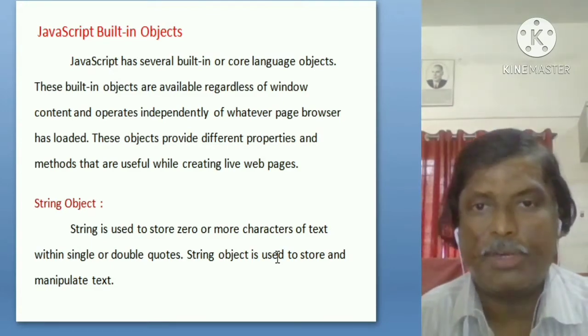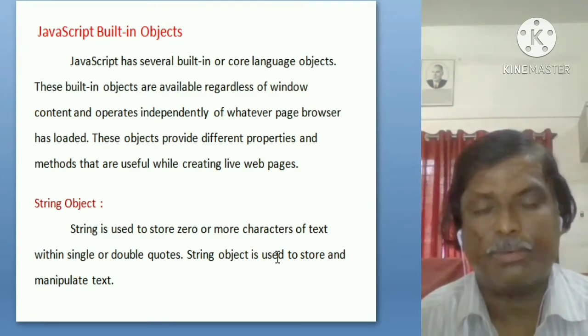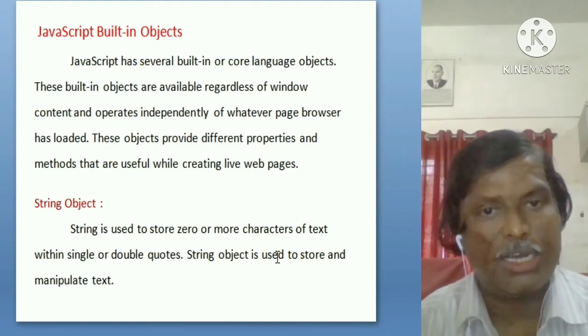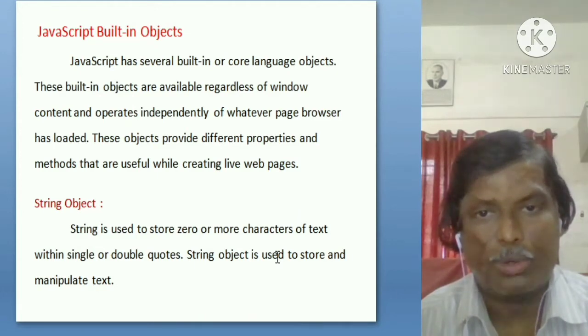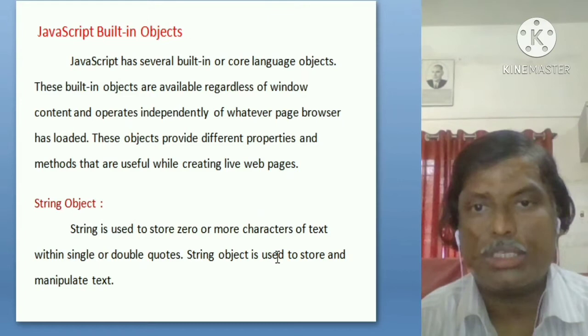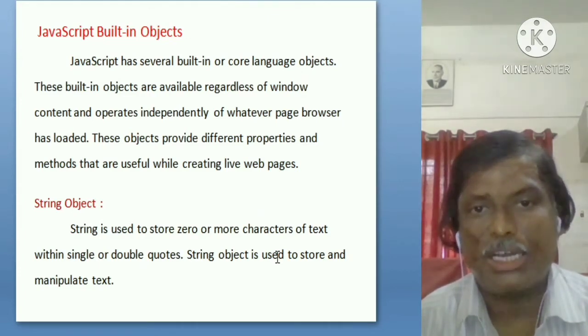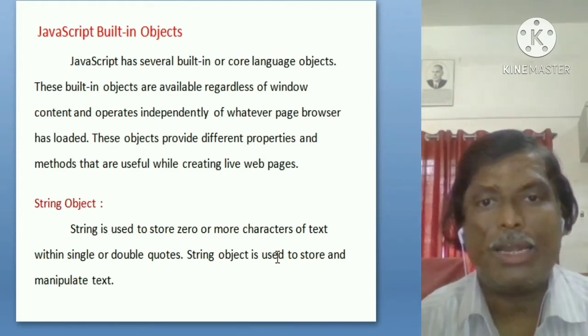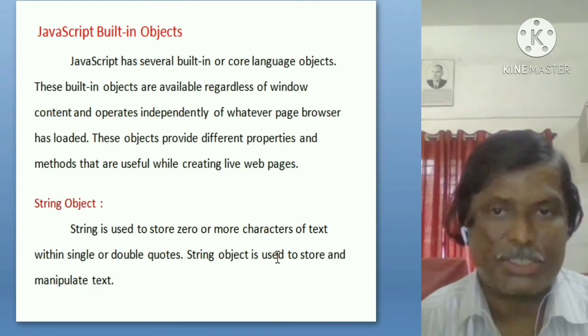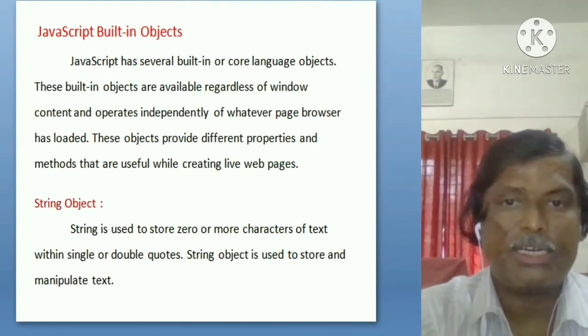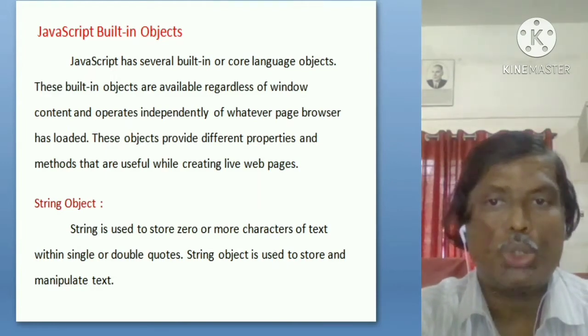Remember always, when we are using a string, that string will be declared in single quotes or double quotes. A string is used to store zero or more characters of text within single or double quotes. String objects are used to store and manipulate text. What is the use of a string object? A string object is used to store and manipulate text.